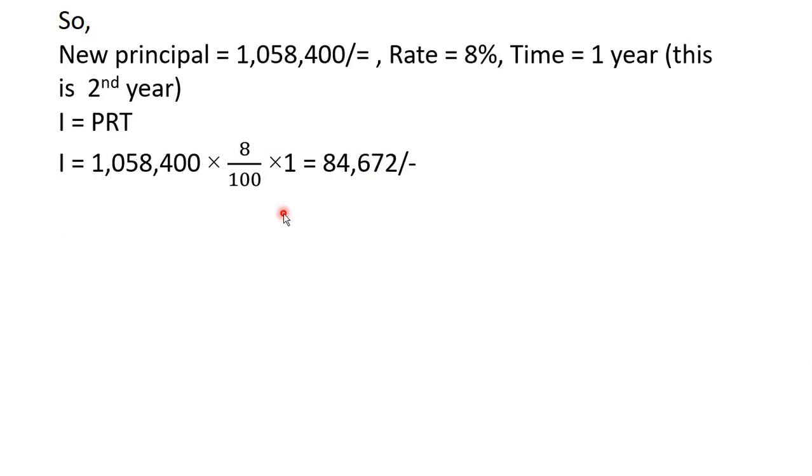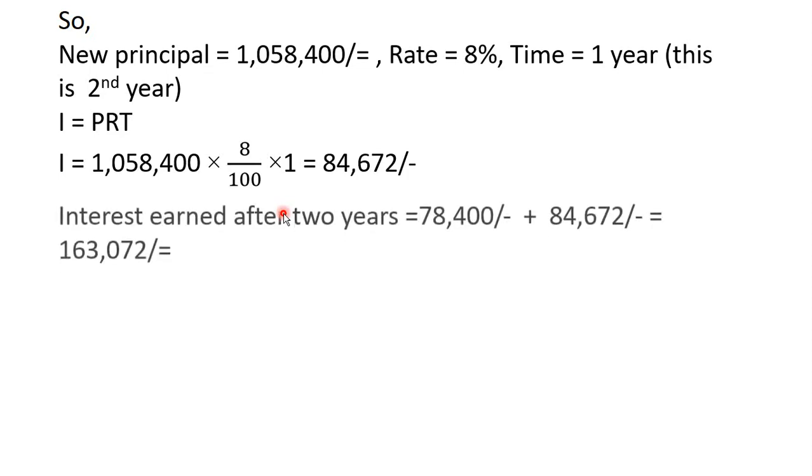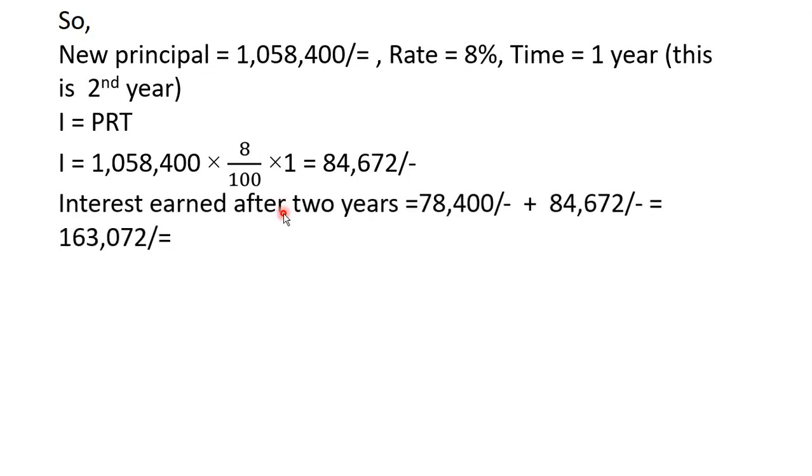So it means that the total interest for the 2 years is going to be the interest for the first year plus the interest for the second year. So we shall be getting the interest for the first year plus the interest of the second year, which will give us 163,072 shillings. So that is going to be the interest earned in 2 years.